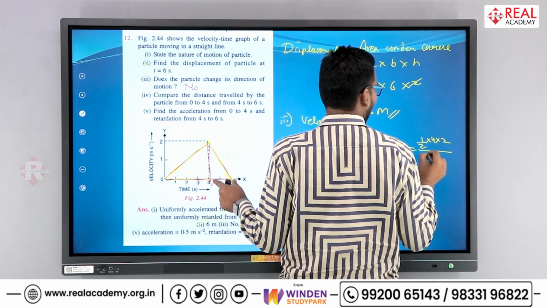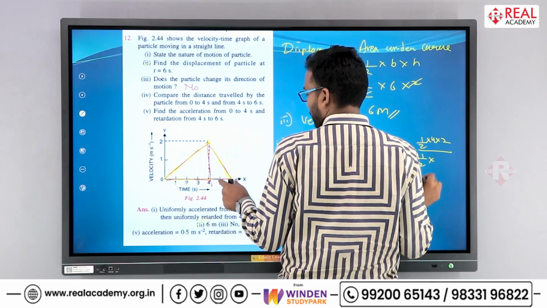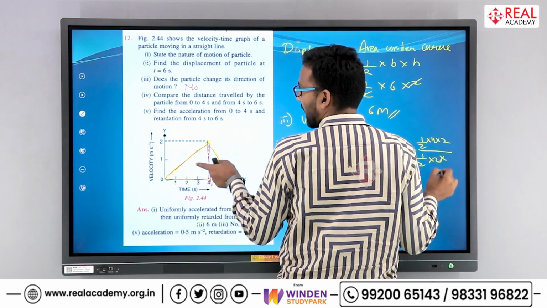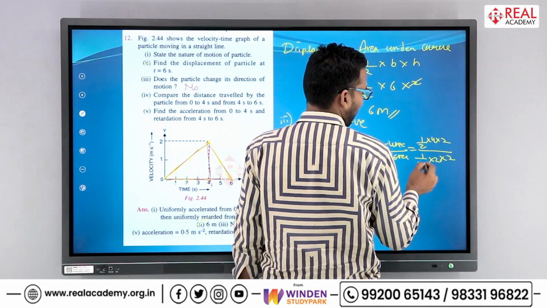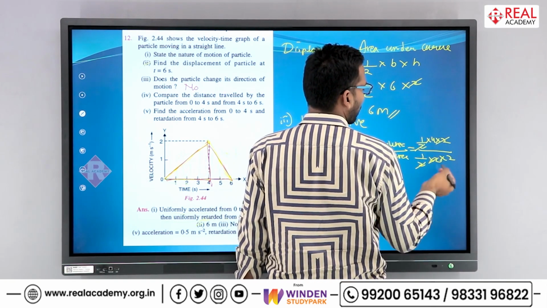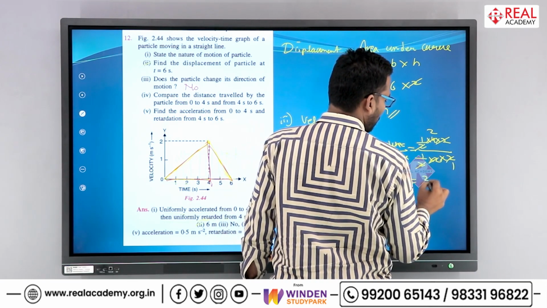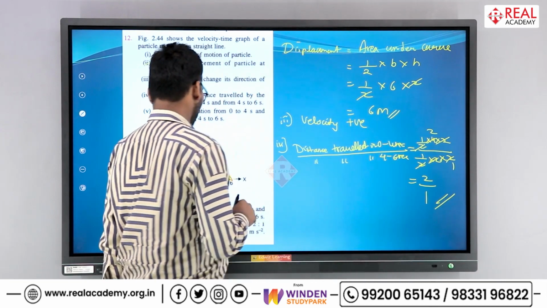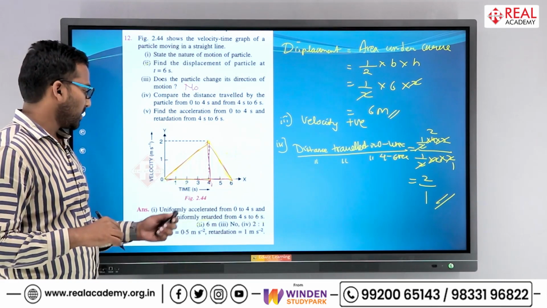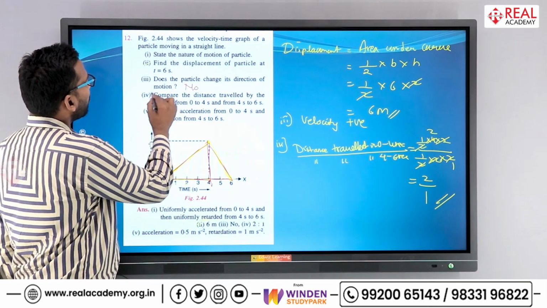And what about the distance traveled in 4 to 6 seconds? It's half into base into height. That is half into base, which is 2, and height, again 2. 2 and 2 will get cancelled. So the ratio is 2:1. Okay, so we have compared the two distances. The answer is 2:1.